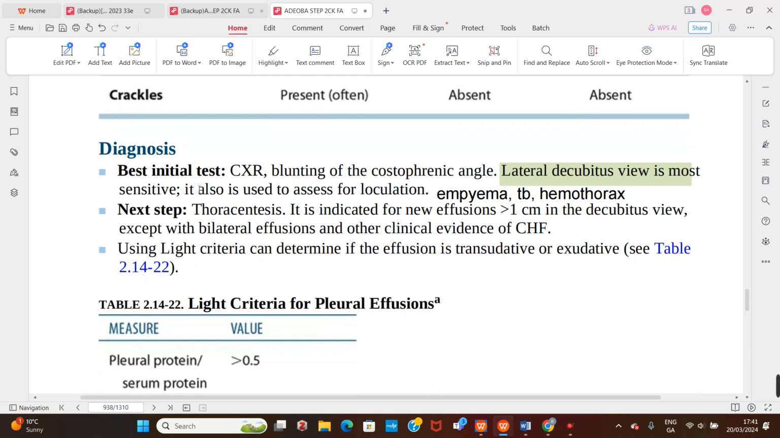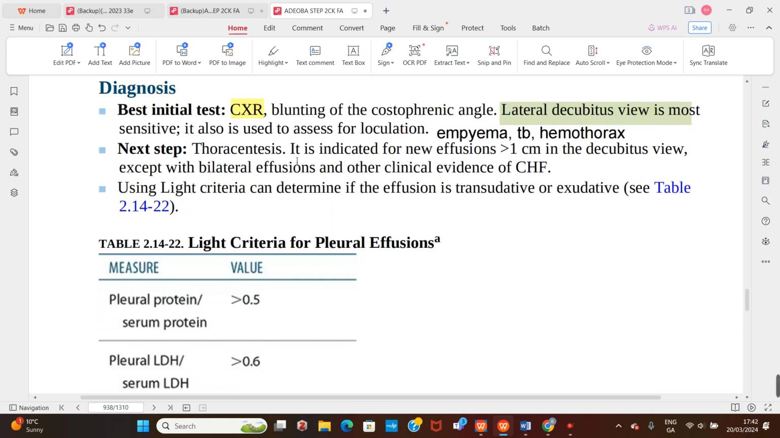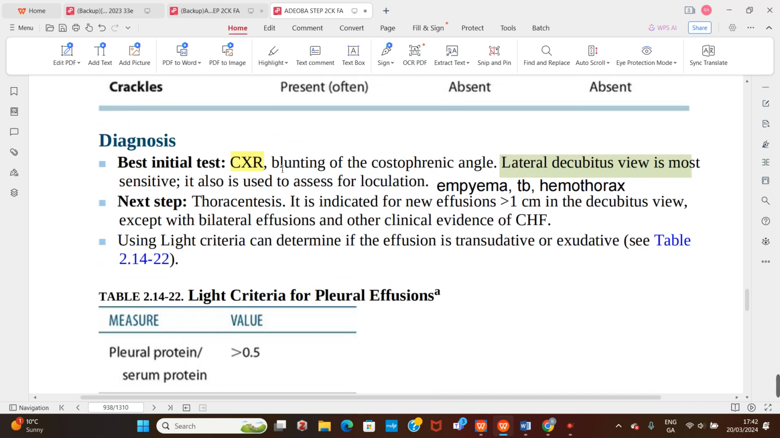So the best initial test to make a diagnosis of pleural effusion is a chest X-ray. That's the first thing you do. You do a chest X-ray, and part of the examination finding is blunting of the costophrenic angle as well as presence of the meniscus sign.